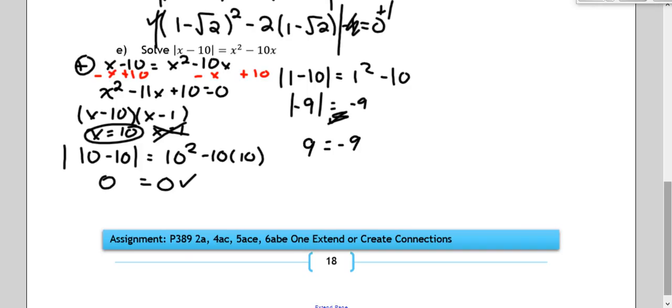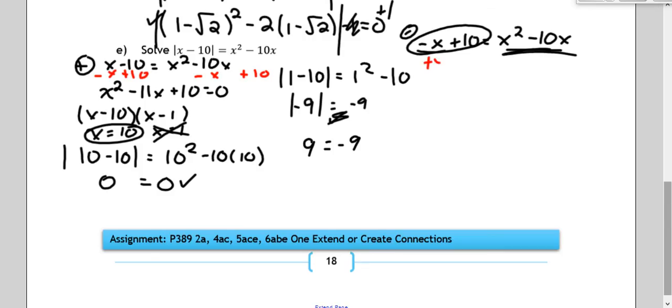Okay, let's do our negative case. So this becomes negative x plus 10 is equal to x squared minus 10x. And I want to draw attention to the fact that this is the only one, again, that got negative, not this one. So then what we're going to do here is we need to add x and subtract 10, sorry, not 10x, just 10. Okay, so then that leaves us with x squared minus 9x minus 10 equals 0.